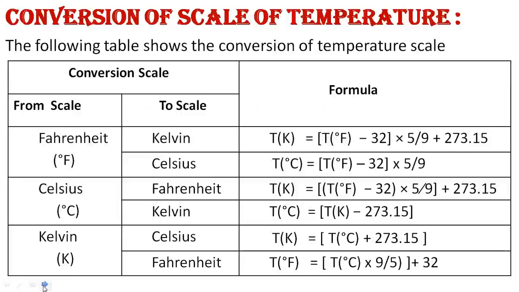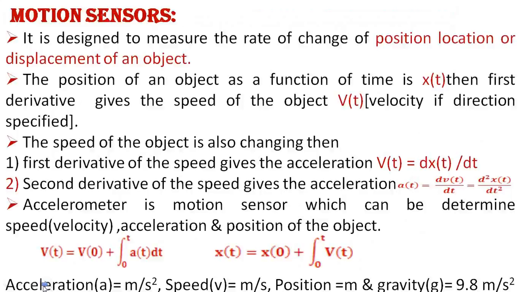The following table shows the conversion of temperature scales. The first is Fahrenheit to Kelvin and Celsius, the second is Celsius to Fahrenheit and Kelvin, and the third is Kelvin to Celsius and Fahrenheit. That gives the formula for converting from one scale to another. Now the next one is the motion sensor. It is designed to measure the rate of change of position, location or displacement of an object.